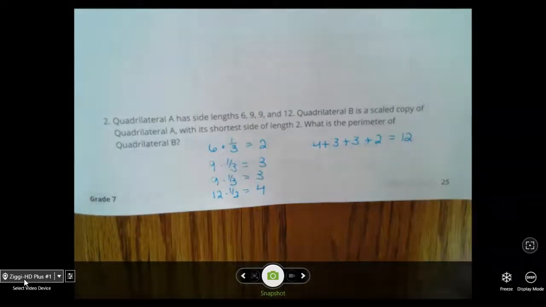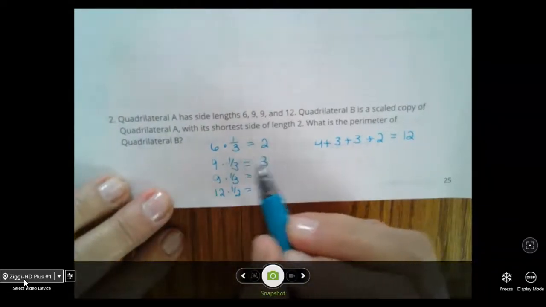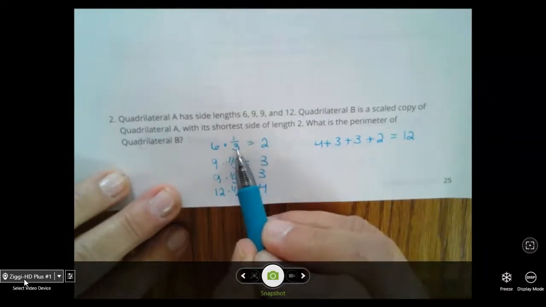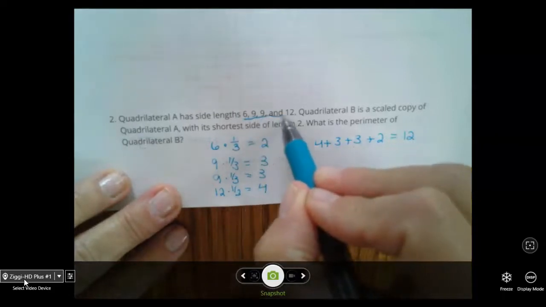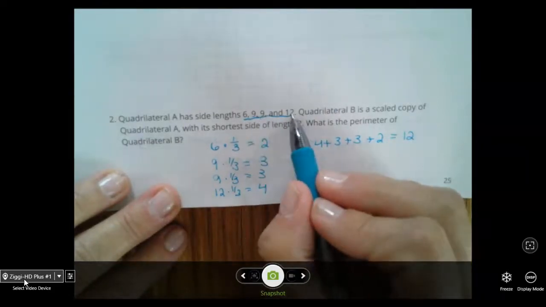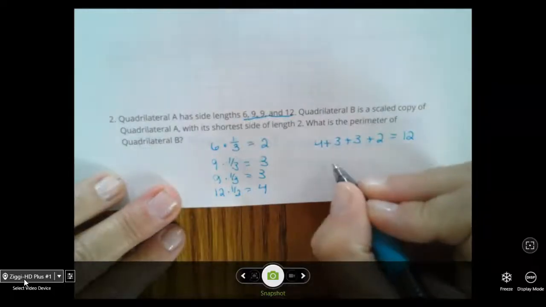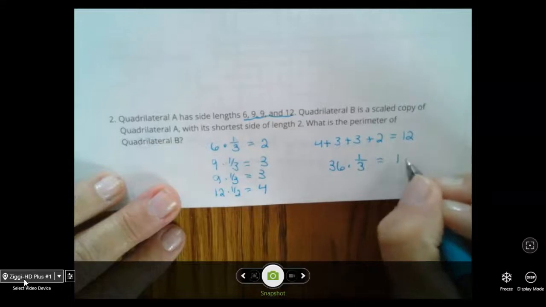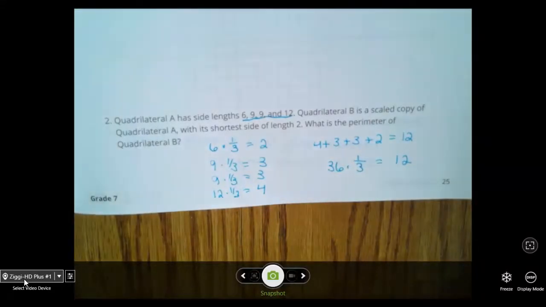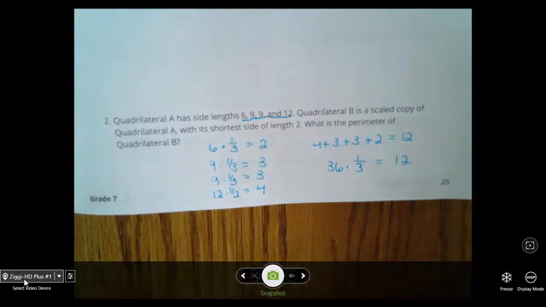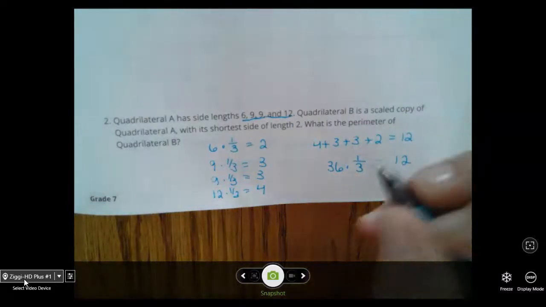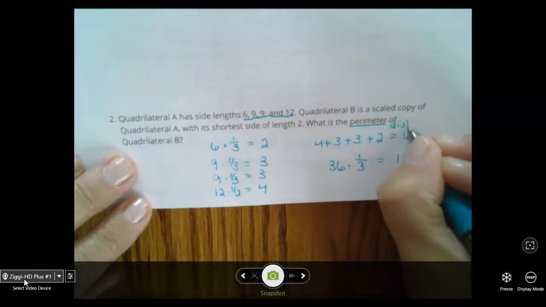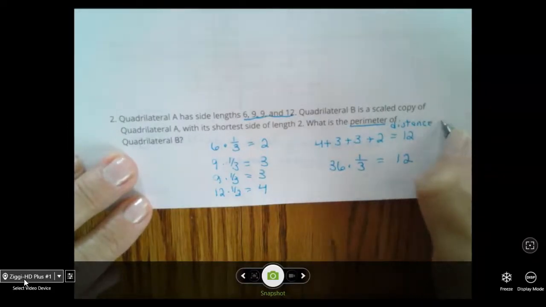Now, another way to have done this would be to find that scale factor, which was 1/3, and then multiply the perimeter of this by 1/3. So 18 and 12 is 36. So if I took 36 times 1/3, the scale factor, I would get the perimeter of that next shape. Same thing. So 2 different ways. Perimeter is the distance around. So if you need to write that to remember what that is, that's one of those math terms: distance around a shape.